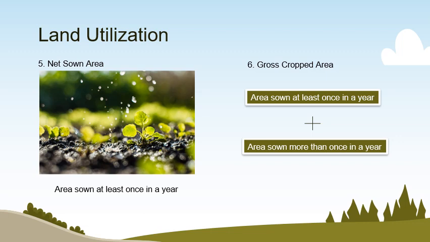Fifth and last, we have the net sown area, which is the land where a crop is grown at least once in a year. And gross cropped area, what does this refer to? It refers to the area sown more than once in a year plus the net sown area. So with this we complete our topic on land utilization. Let us go further now.